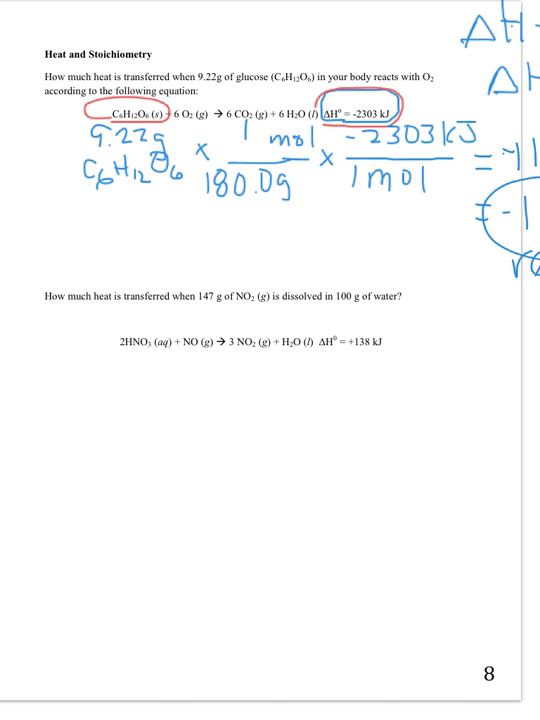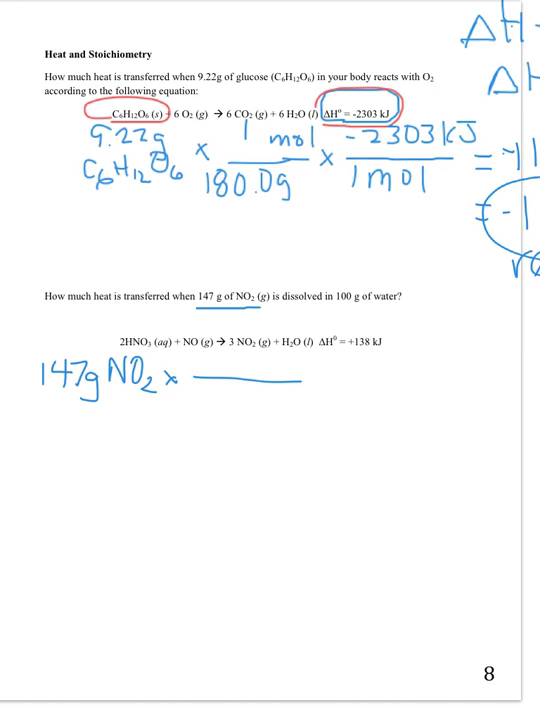All right, let's look at our second equation. And it wants to know how much heat is transferred when 147 grams of NO2 is dissolved in 100 grams of water. So just like our last problem, you start with what you know. The only piece of information we have to go off of at this point is the 147 grams of NO2. So 147 grams of NO2 times slash.